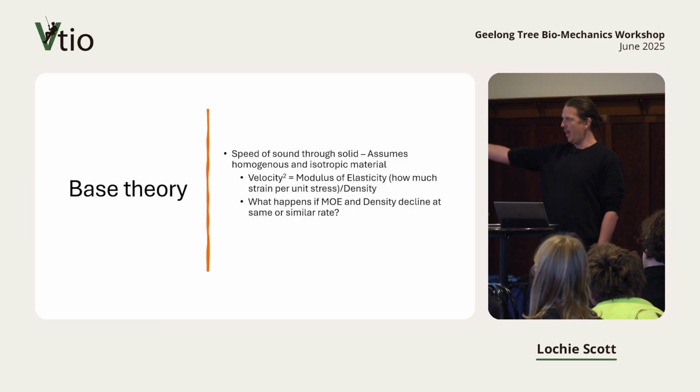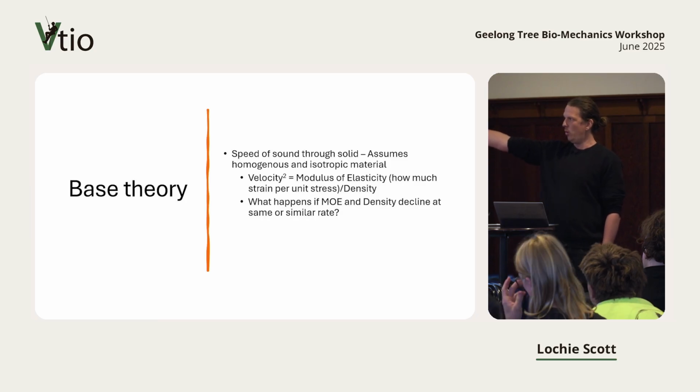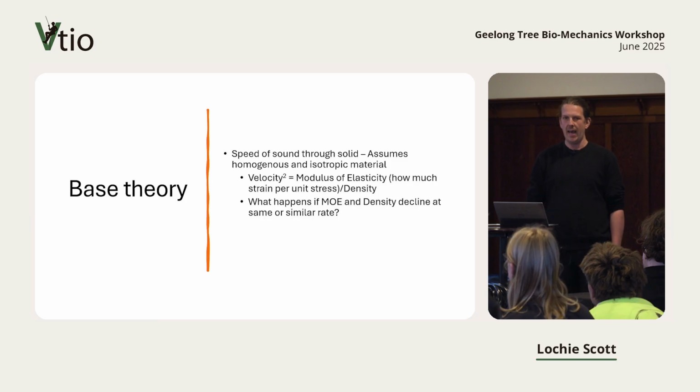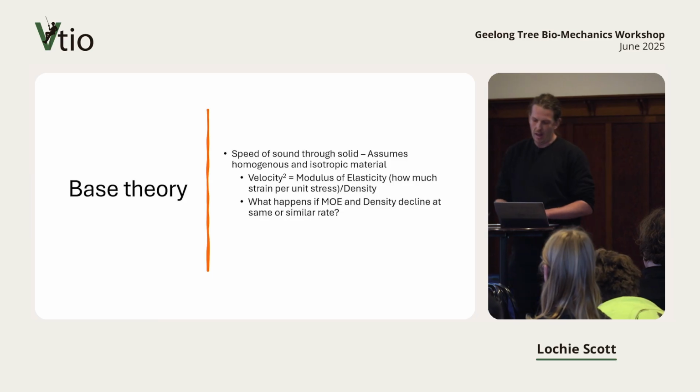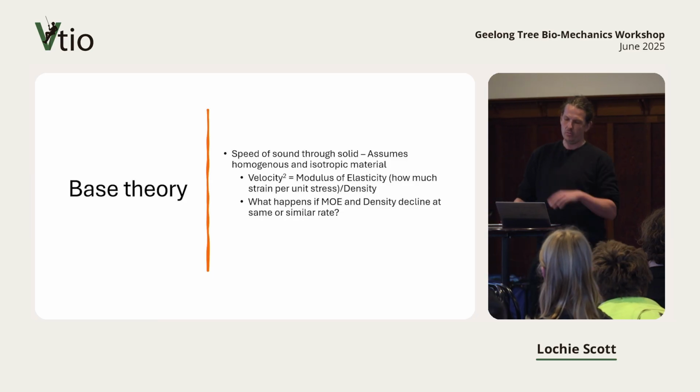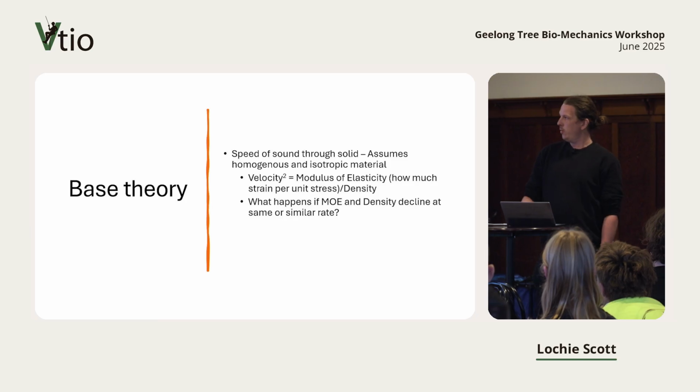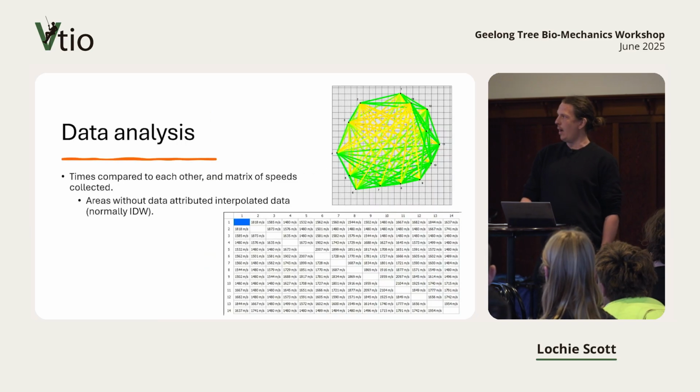And if your stiffness and your density decline at the same or similar rate, what happens to your velocity under that proviso? It stays the same. So thinking about it, if you had wood that declined in stiffness and density at the same time, what would happen? We wouldn't be able to detect it. It would be the same velocity through that path. So we'll touch on that later. I'll come back to that one.